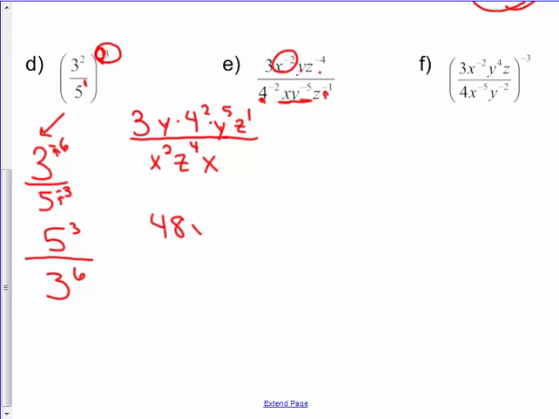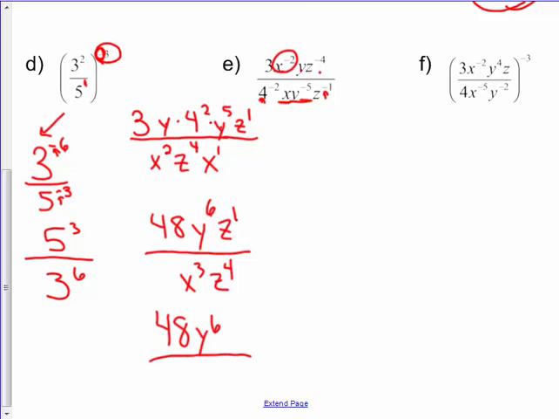So I'm going to simplify here. 3 times 4 squared. 4 squared is 16. 16 and 3 is 48. The y's I'm going to put together and get y to the 6th, z to the 1st. On the bottom, I'm going to put my x's together, x to the 3rd and z to the 4th here. And now I'm just going to look to simplify from here.